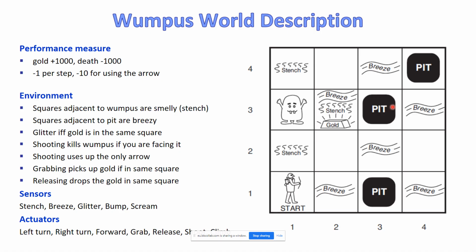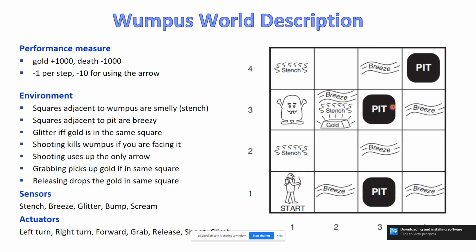How can you kill the Wumpus? You face towards the Wumpus, and you shoot the arrow. When you shoot the arrow while you are facing the Wumpus, it will be killed, and you will hear a scream at that time. When you hear a scream, you will know that the Wumpus was killed, or the arrow actually reached the Wumpus. But you have only one arrow, so you can use only one arrow while you are exploring the game.